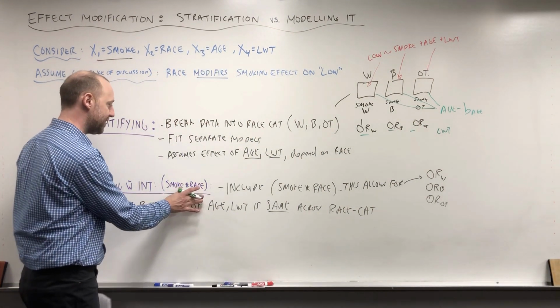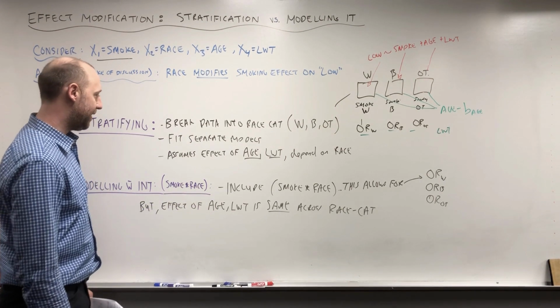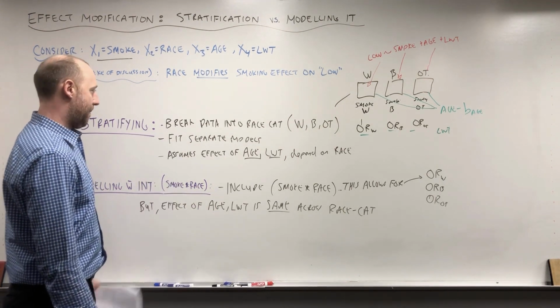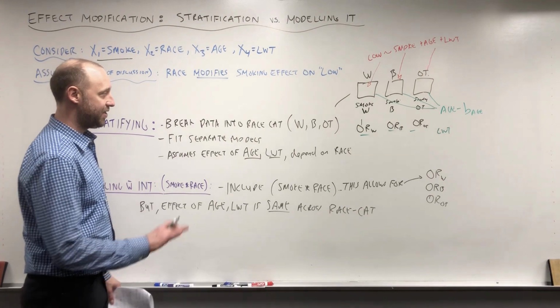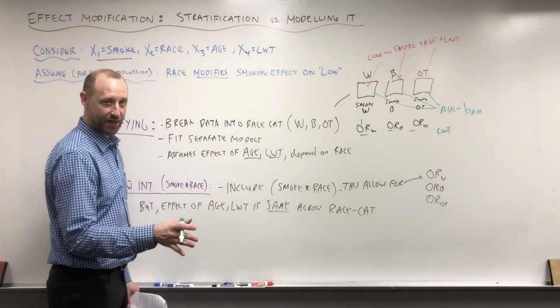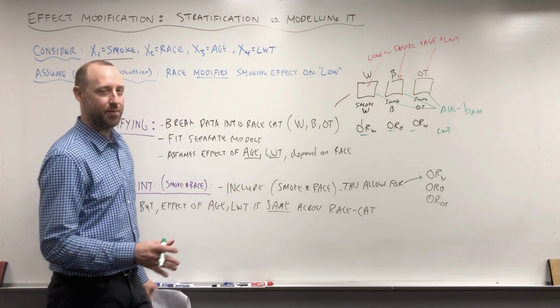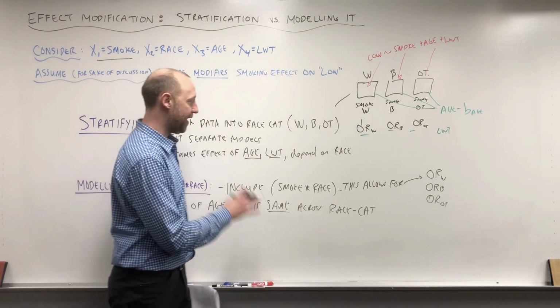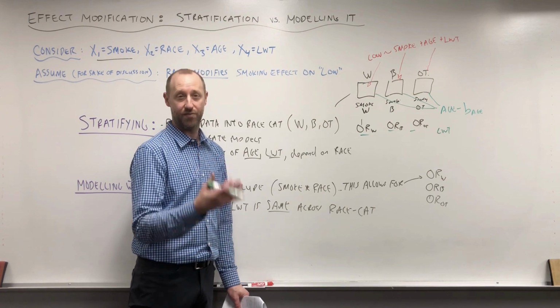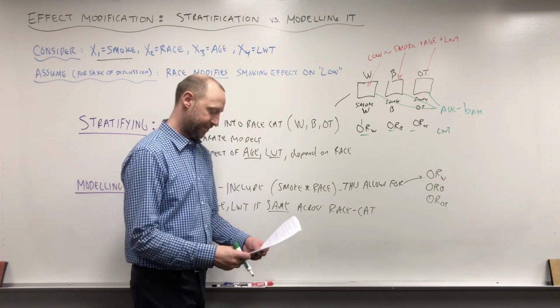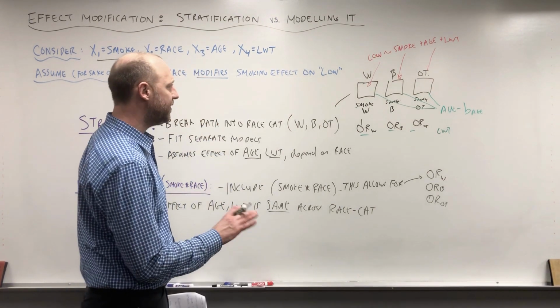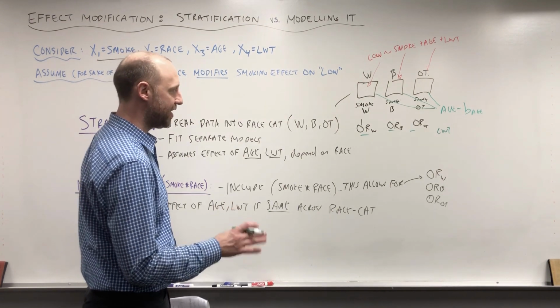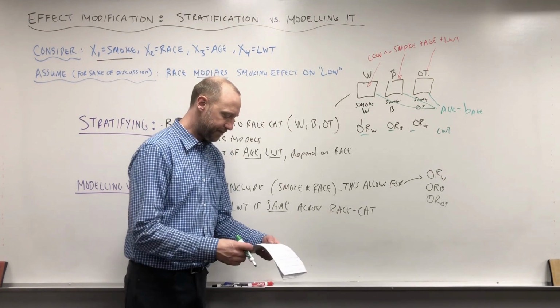Another thing that I think is nice about modeling it is we're letting the smoking effect change, and we only need to let the variable that we think might change depending on race category change. And we can keep the age effects and LWT or all the other variables' effects the same. So we only need to let the effect we think changes change and keep the rest the same.